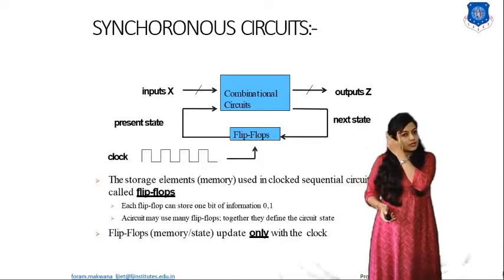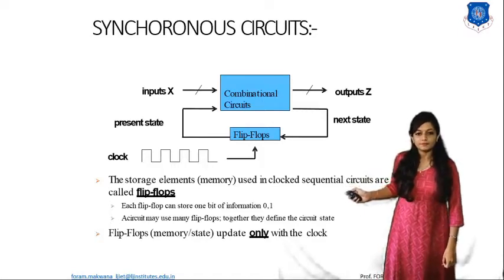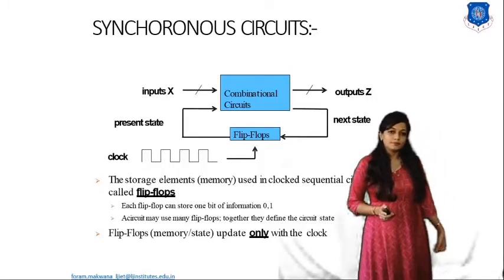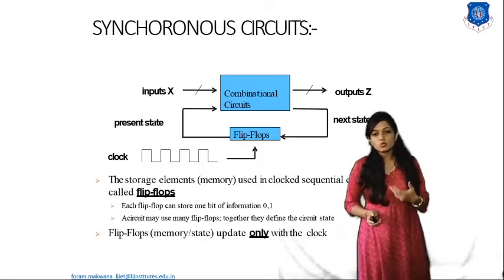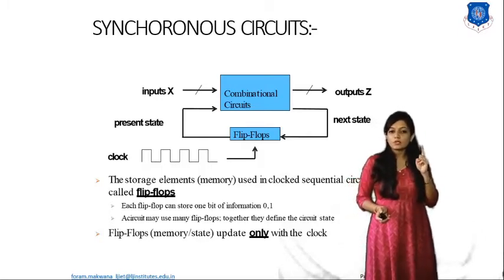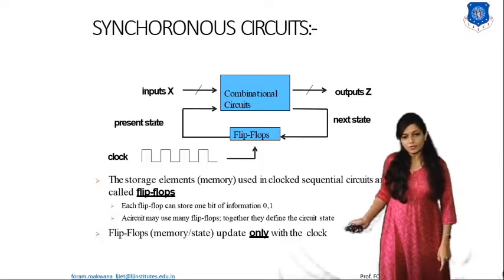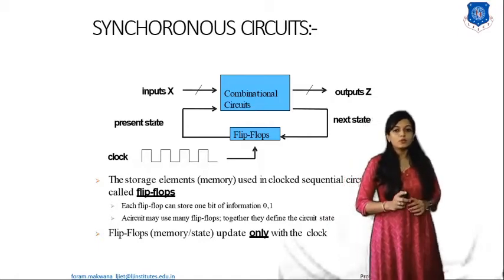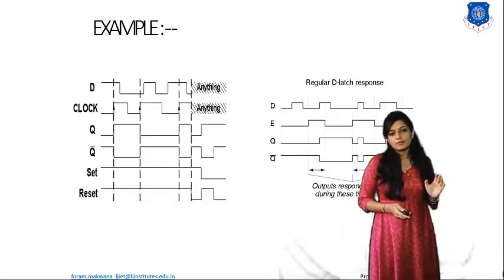Now, the storage element, that is memory, which is used in the clocked sequential circuit, is called a flip-flop. What is a flip-flop? A flip-flop is used to store a single bit. One flip-flop stores a single bit. Okay. The circuit may use several flip-flops. Together they define the circuit state. Right? So a flip-flop will update its state depending on the clock pulse. Alright?